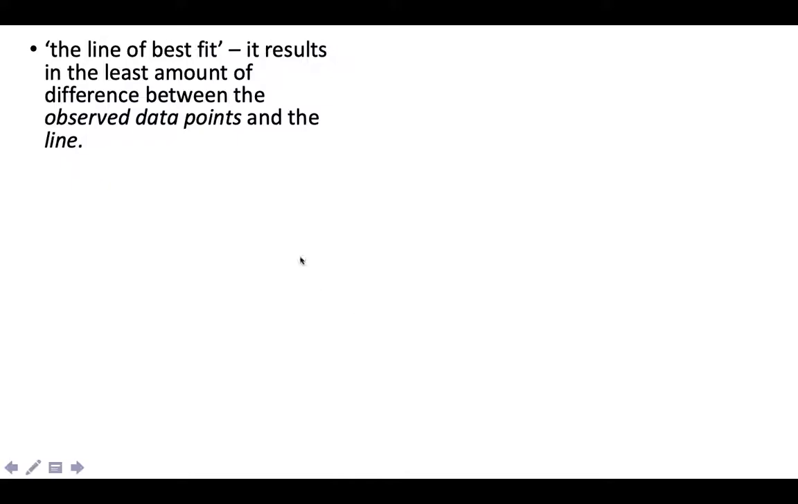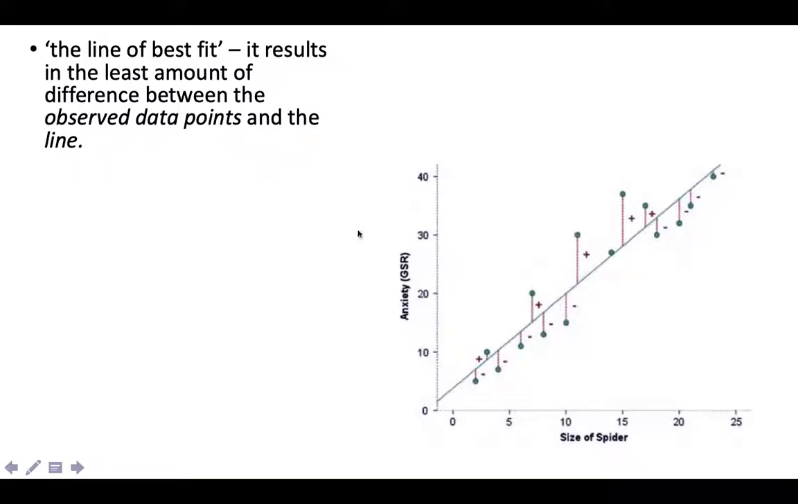So you would like to find the line of best fit, which will be the model. It results in the least amount of difference between the observed data points and the line. So you have observed data points that you collected in your research, and then you would like to find a line that best describes them. Here, for example, you measured anxiety level of people from 10 to 40, and then you also measured size of spiders, 5 centimeters, 10 centimeters, 15, 20, 25, and you wanted to predict anxiety level from the size of the spider.